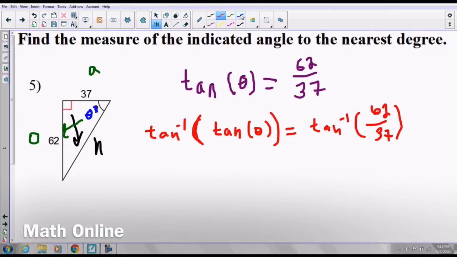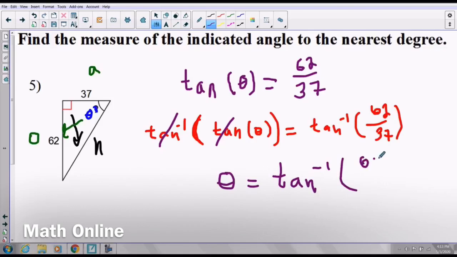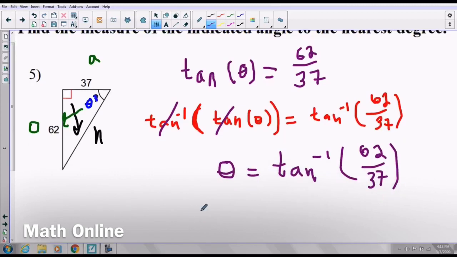So when we simplify this equation further, on the left side, we know that the inverse tangent and the tangent will simplify each other out. Why? Because they are inverses of each other. So therefore they're going to cancel out. So we cancel these out and we're left with theta, the angle of interest. So here we go. Theta is equal to inverse tangent of what ratio? 62 over 37. Awesome. Okay, so here we go. So in this case, we're ready to use the calculator.